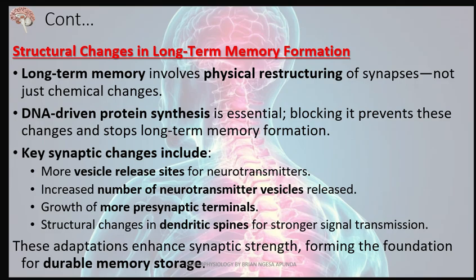So the key synaptic changes that are likely to happen: you are likely to have more vesicle release sites for the neurotransmitter. This is a physical thing. You can achieve this through an increased number of neurotransmitter vesicles released, growth of more presynaptic terminals, and structural changes in the dendritic spines for stronger signal transduction. So let's have a hypothetical example over here.